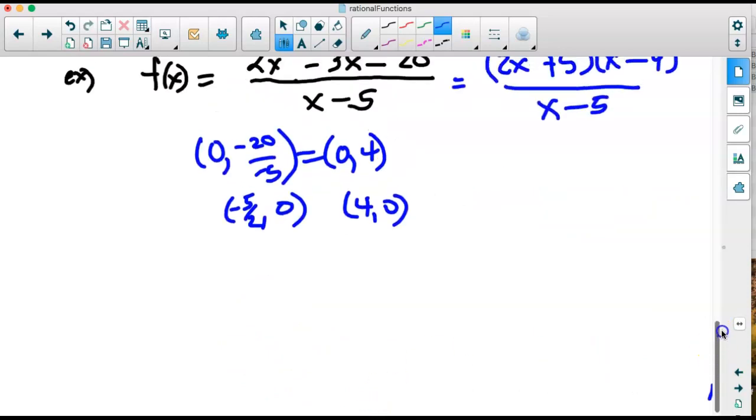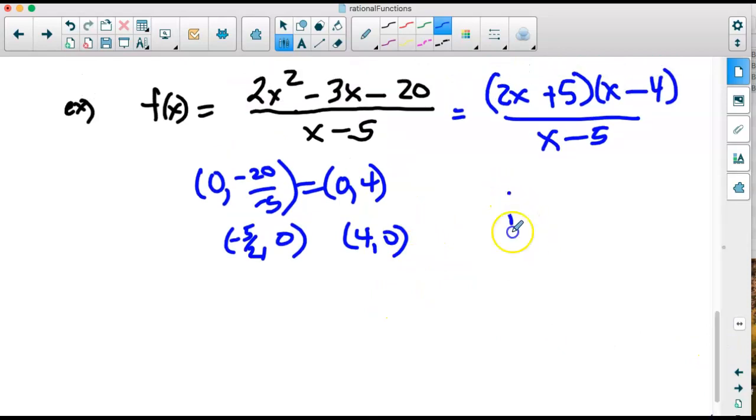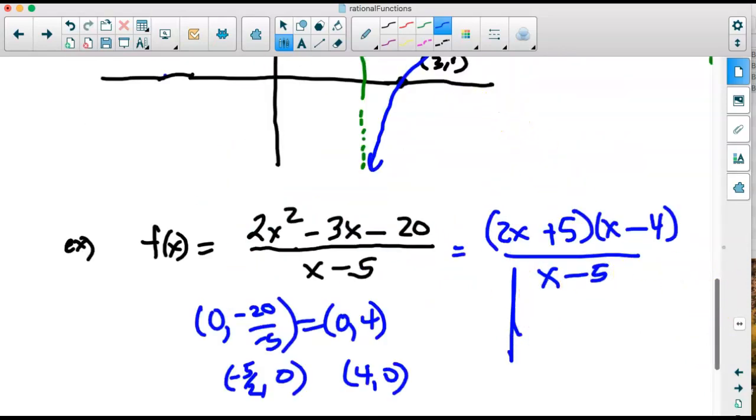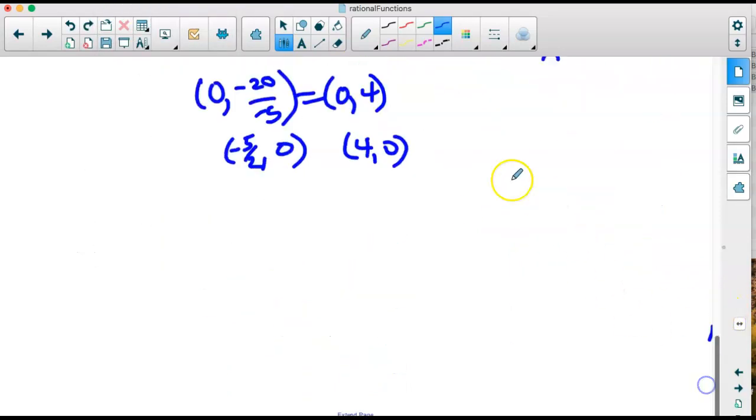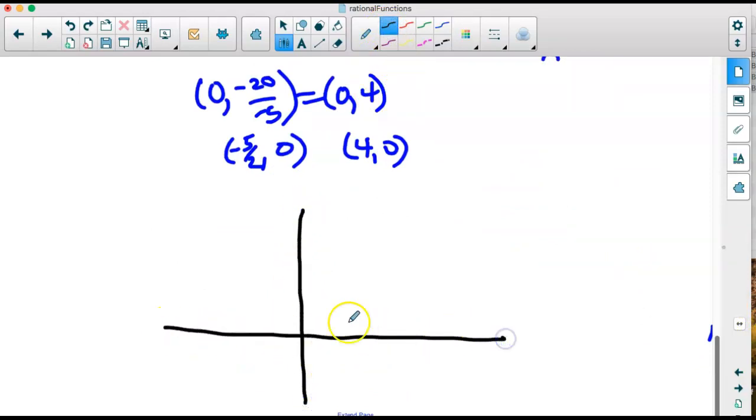We then put them in the graph, and graph them with the other thing. So we have 0, 4. We have 4, 0. And we have negative 5 halves, so that's negative 2.5. Okay, so those are our points on the graph.